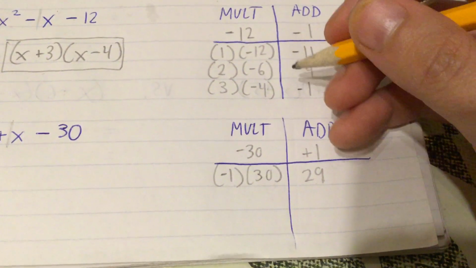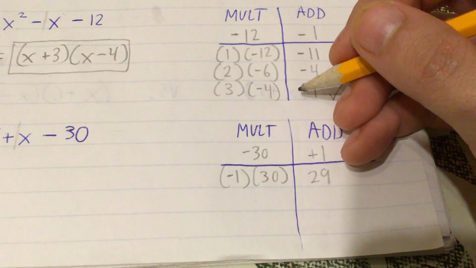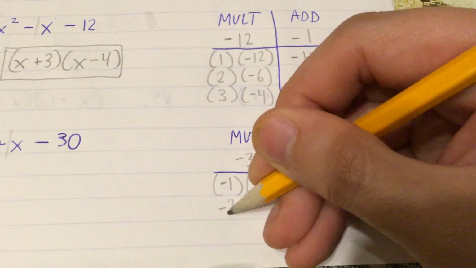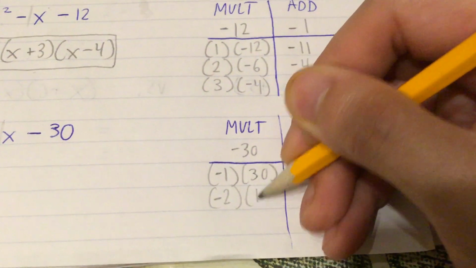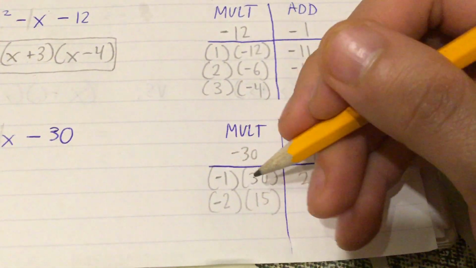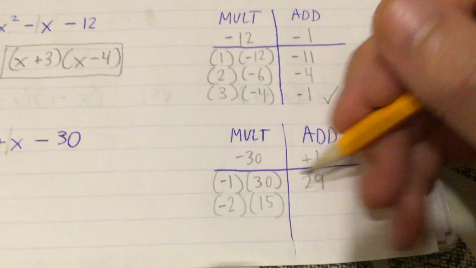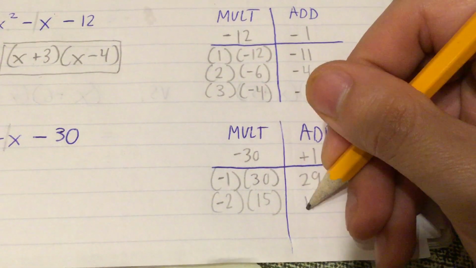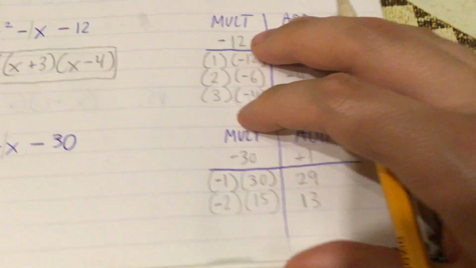Can I divide by 2? Yeah. Negative 2 times positive 15. Negative 2 times positive 15 is negative 30, but negative 2 plus 15 is positive 13. Okay.